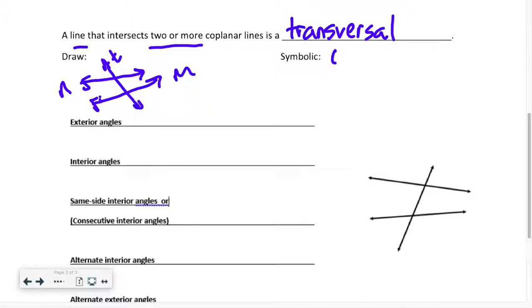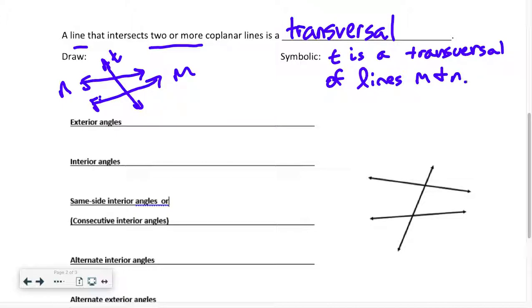We just say that T is a transversal of lines M and N. All right, and as you can see here, there's quite a few angles that can be formed when we have a transversal intersecting two or more lines here.